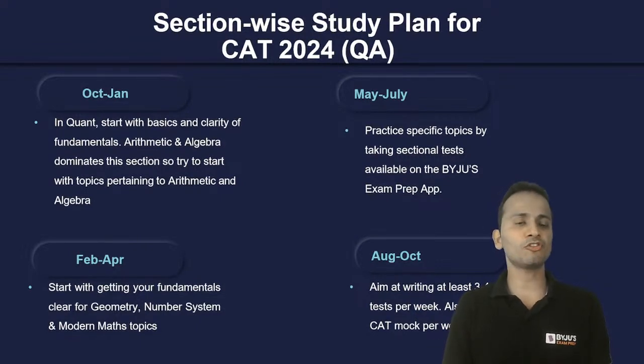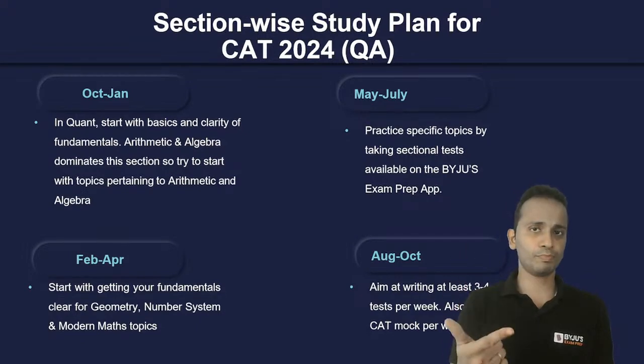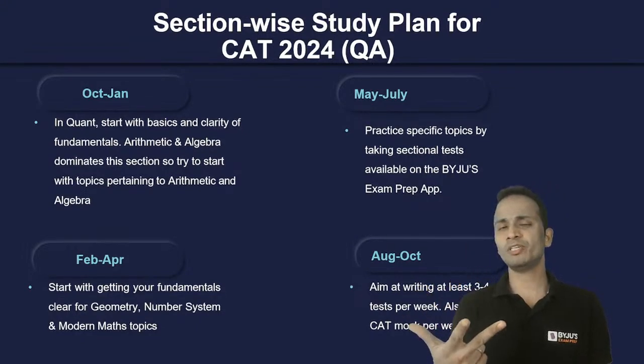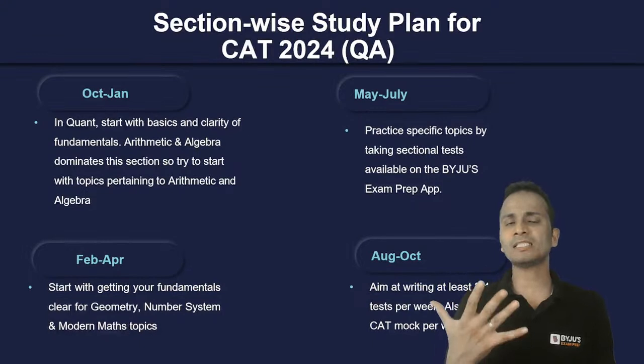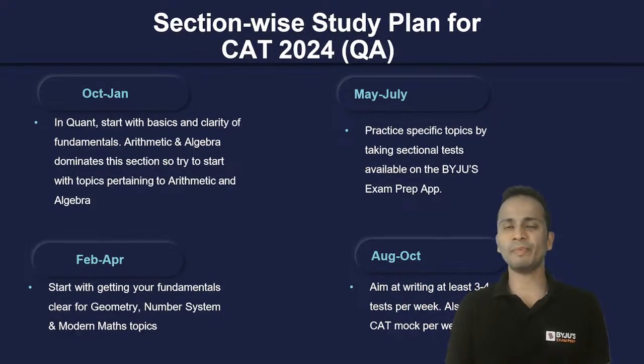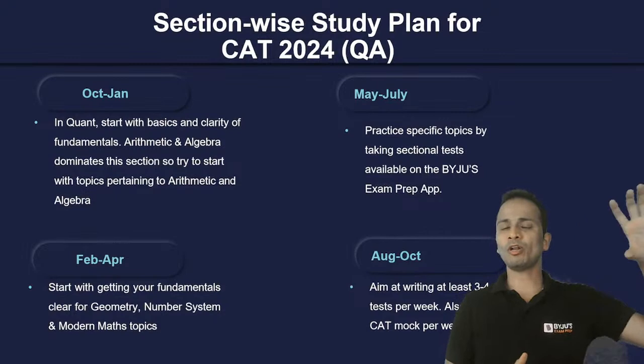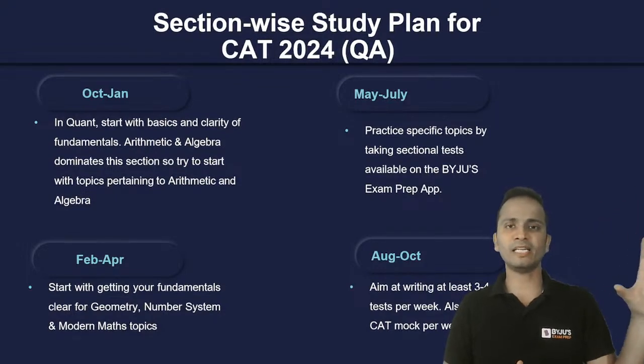Now, over the next 3 months, February, March, and April, you can go for geometry and mensuration, modern maths, and number systems. So the next remaining 3 areas can be focused on in these 2 or 3 months. Now, once you are in the months of February, March, and April, you have already finished arithmetic and algebra.